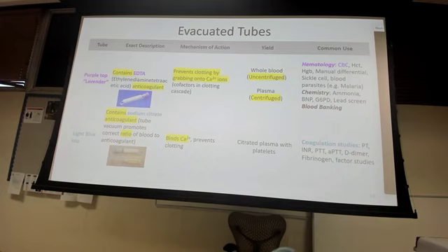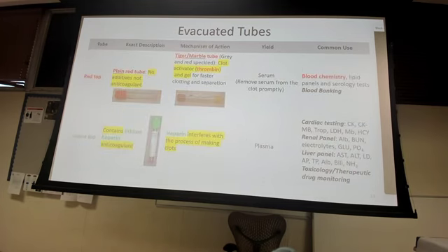Light blue top contains sodium citrate, all right? And that's the anticoagulant that prevents that clotting. We use our light blue tops in all of our coagulation studies. So PTs, PTTs, APTT, fibrinogen, that's the type of tubes that we use, okay?